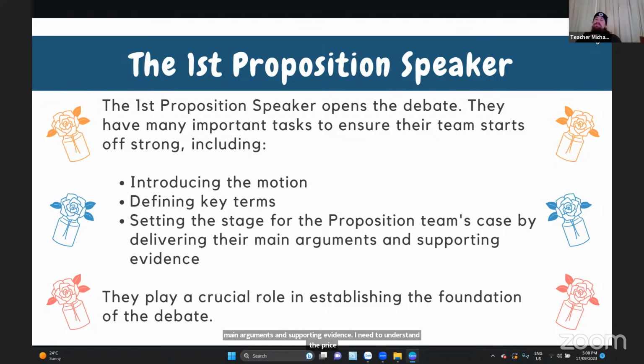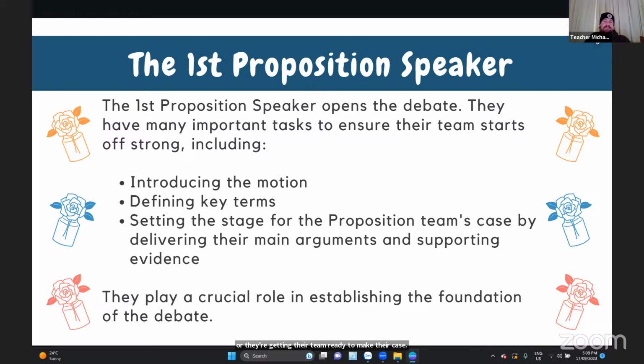Okay, so I'll go through that dot point bit by bit. Setting the stage is just a fancy way of saying we're beginning. Because the first proposition speaker is the first speaker, they're setting the stage, or they're getting their team ready to make their case.